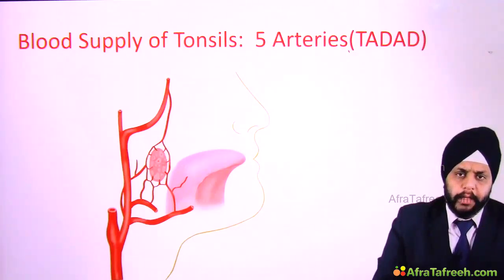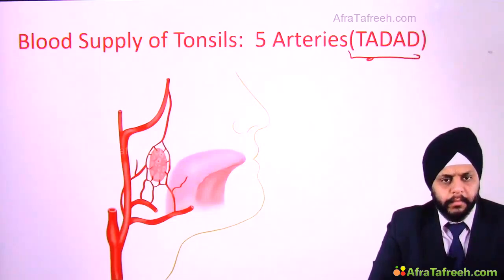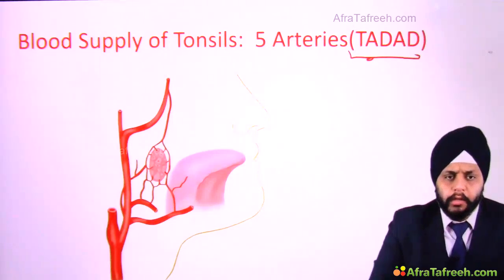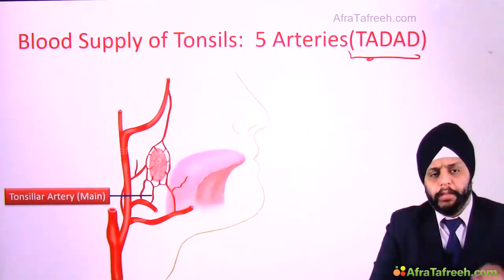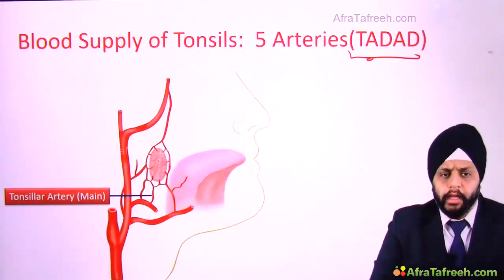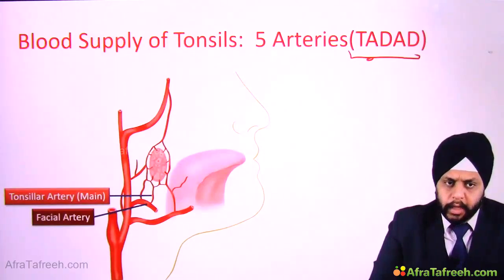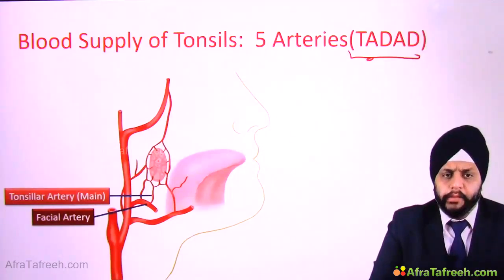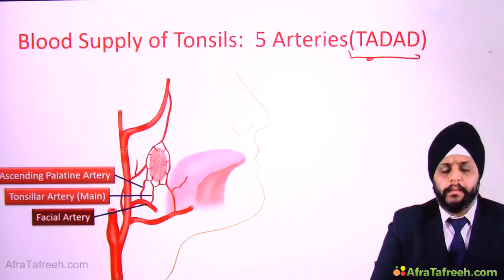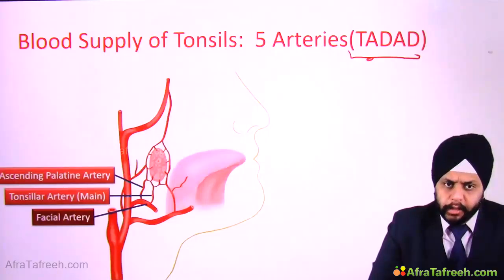You can remember them by a simple mnemonic, TADAD. So what is this? Number 1, we have the tonsillar artery. This is the main blood supply of the tonsil, and this is a branch of the facial artery. Okay, there is another branch of the facial artery that supplies the tonsil, and that is known as the ascending palatine artery. So this is again a branch of the facial artery.